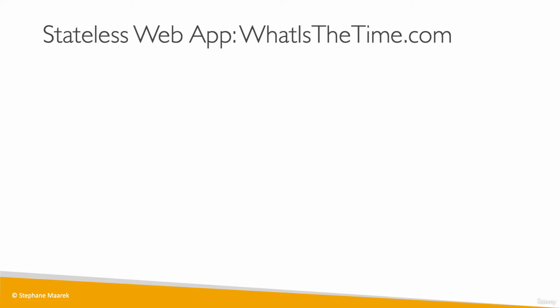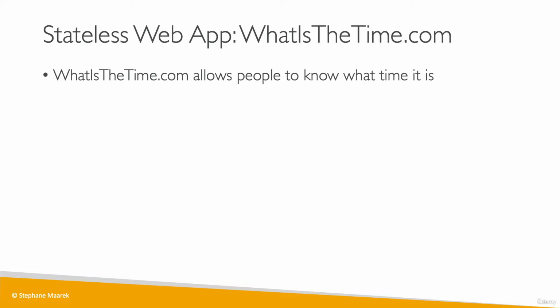So the first website is whatisthistime.com. And whatisthistime.com allows people to know what time it is. I know it sounds stupid, but at least it's so easy that everyone understands it and we'll be able to talk about it at length.